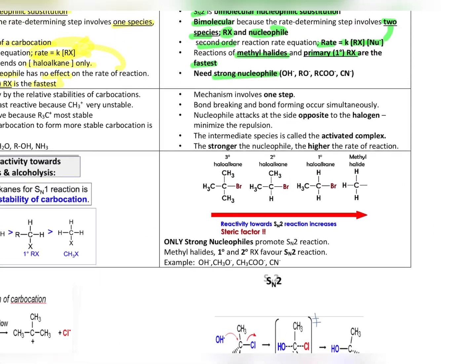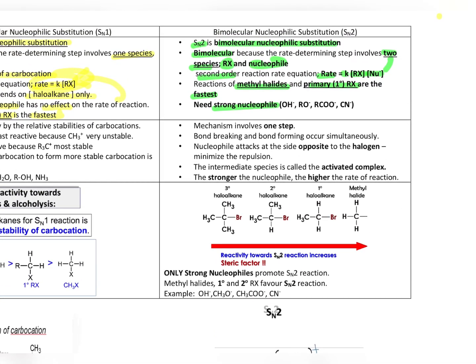Now kita tengok SN2 mechanism. So mechanism SN2 melibatkan one step sahaja, which means we break bond and form bond simultaneously, means at the same time. Nucleophile will attack at the side yang opposite daripada halogen. Why? Because to minimize the repulsion. So kita akan form intermediate species sebagai activated complex ataupun transition state.